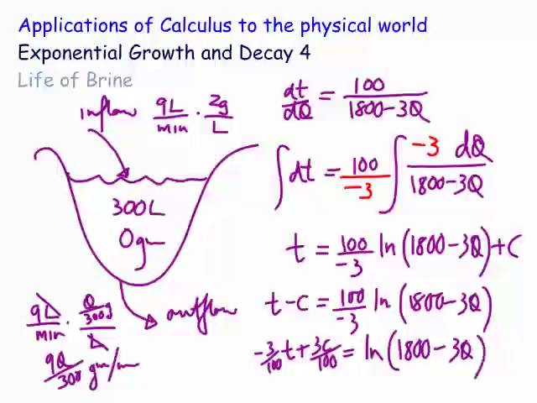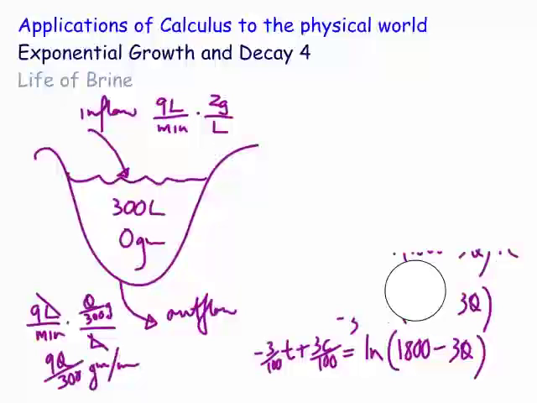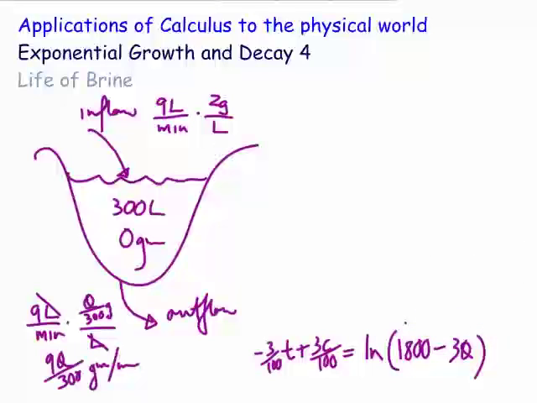Now we're going to raise everything to the power e. Let's rub out a few of these things and leave that bottom line there for a minute so we can follow on. Everything to the power e, so we end up getting e to the minus 3t on 100 plus 3c on 100.